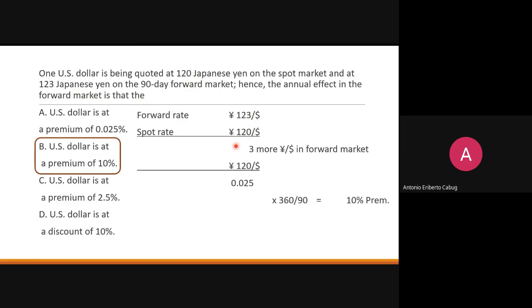Very good. The pick-up is fast, after just three examples you're okay. So very good, that's correct. The US dollar is at a premium of 10%.